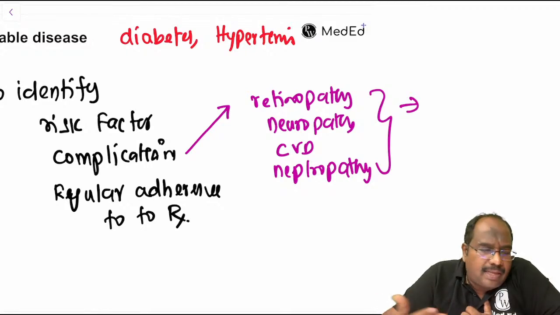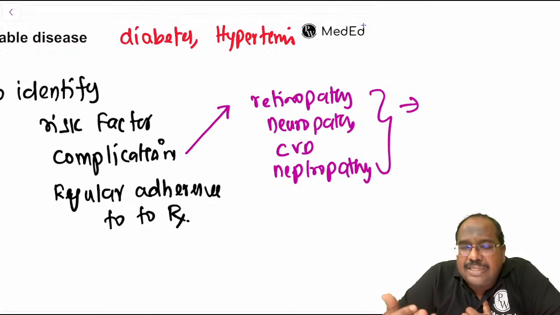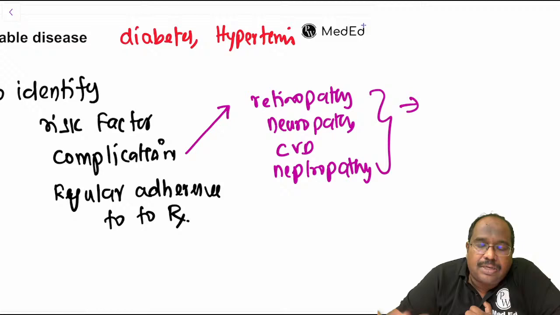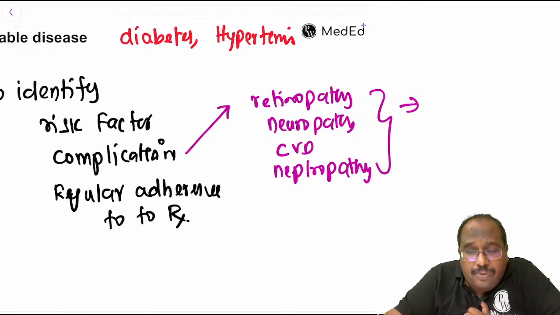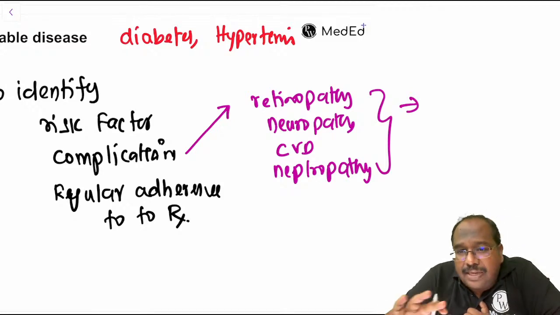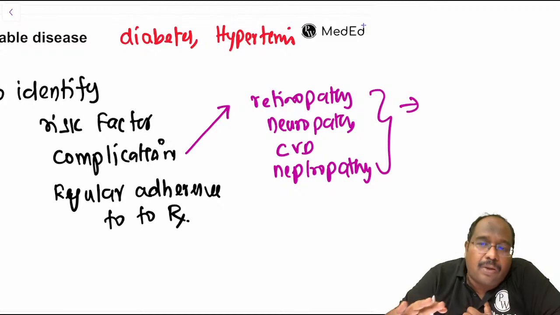For neuropathy, you can ask whether they are having some peripheral sensation, or you can do a foot examination. For cardiovascular disease, you can ask whether they are having chest pain or not. So these things you can ask.